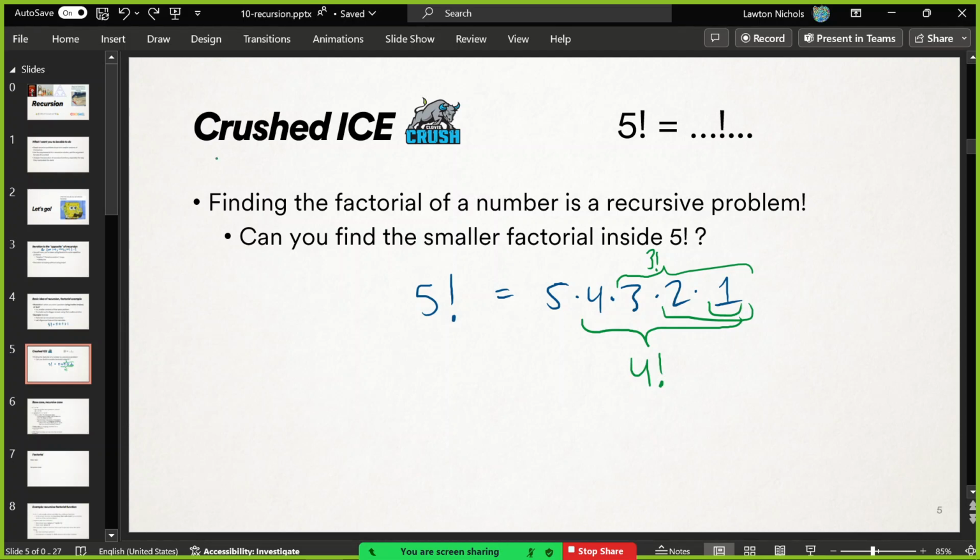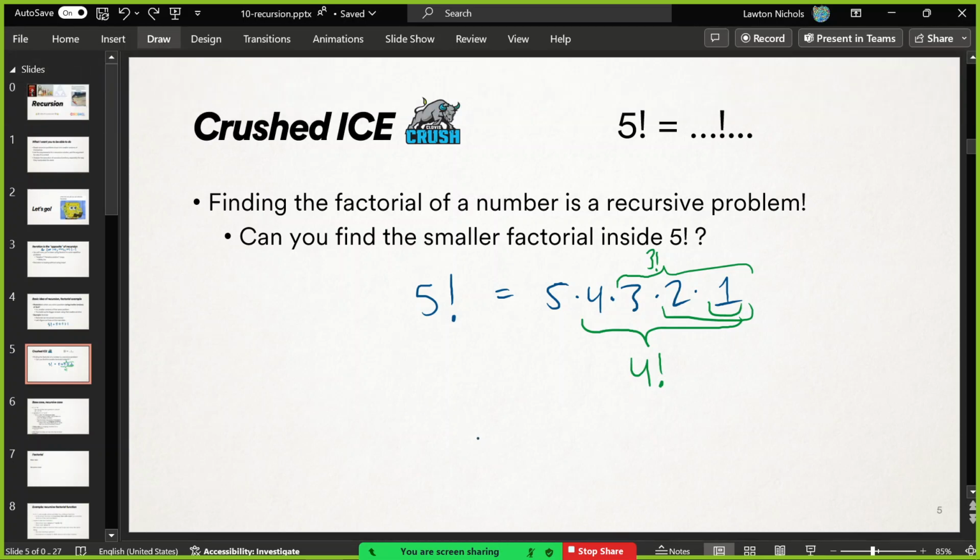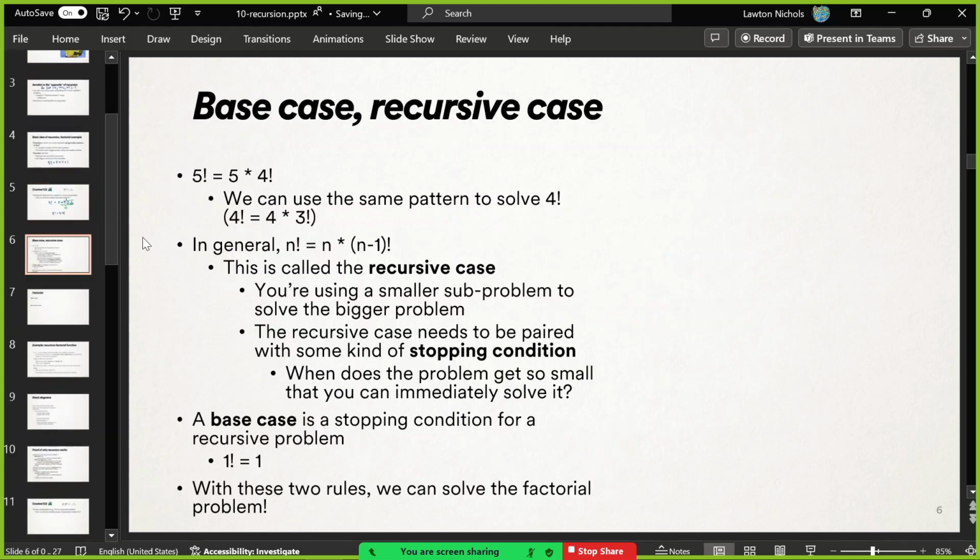Right? And so we can define then 5 factorial in this way. We can say 5 factorial equals 5 times a smaller factorial. Interesting. Okay? Does that make sense? Just logical, right? That's going to lead to a very powerful thing for us. All right? So let's talk about how we are going to make a recursive solution.